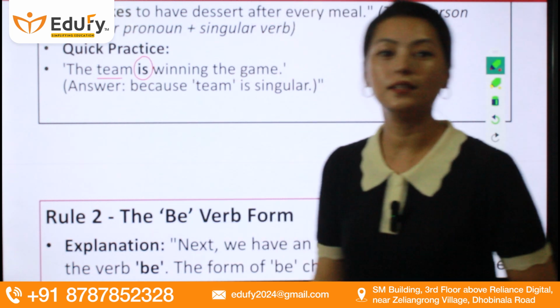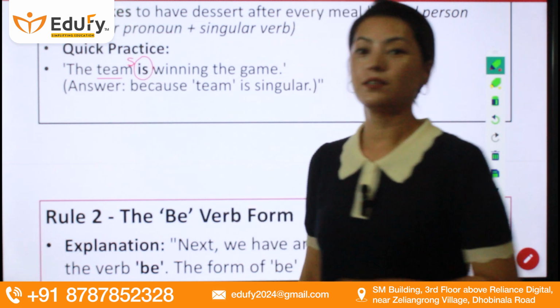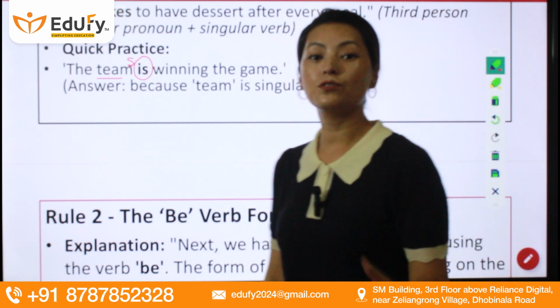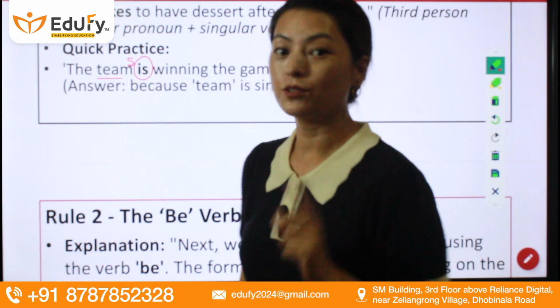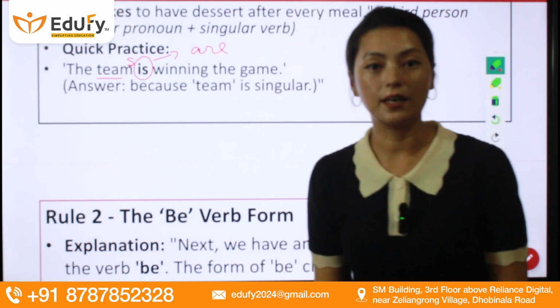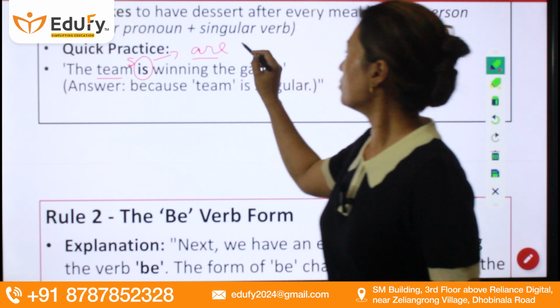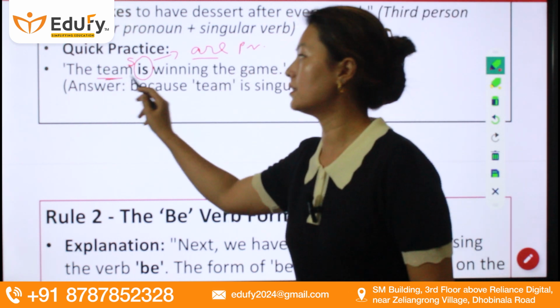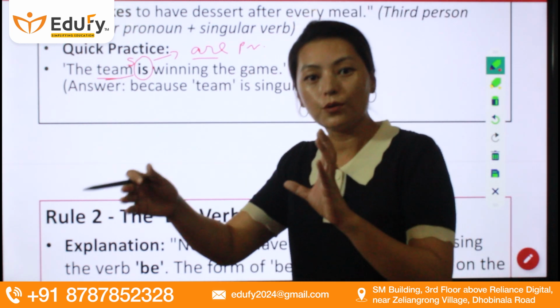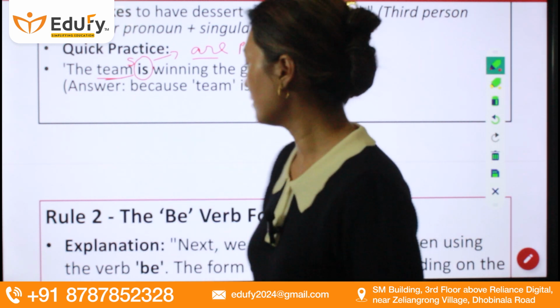which is winning. If I write the teams, then this one I'm referring to more than one team. So therefore, I will have to write the verb are winning the game. So basically, change the verb into a plural verb if the subject is plural. So according to this rule, the subject must always agree with the verb.